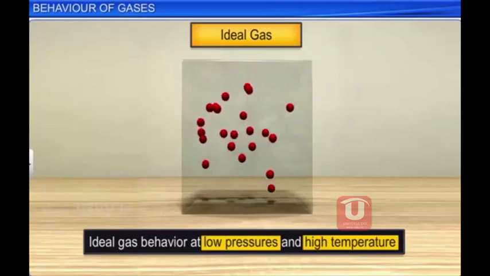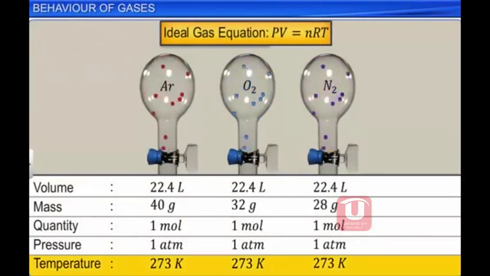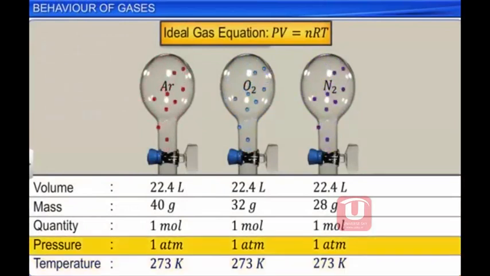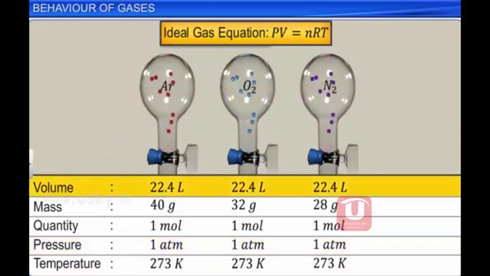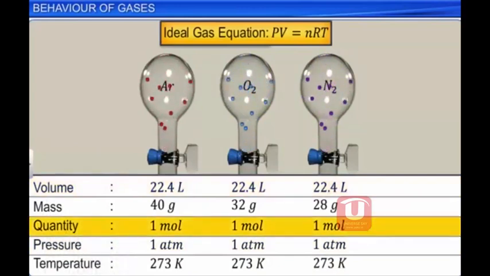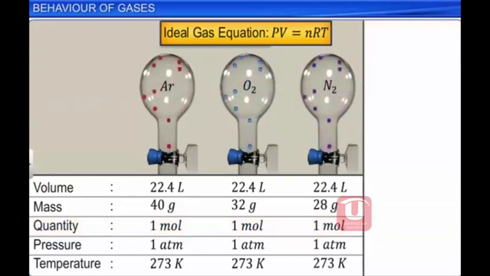From the ideal gas equation, we can say that at constant temperature and pressure, equal volumes of different gases contain an equal number of molecules. That means for an ideal gas, V by N is constant. This is called Avogadro's law.